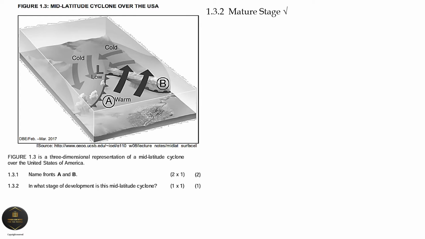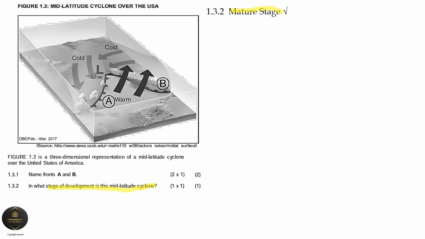Question 1.3.2 says, in what stage of development is this mid-latitude cyclone? What stage of development? We know that it is the mature stage. Why is it the mature stage? Because we have both fronts being fully developed. We have a cold front and a warm front. We have a cold sector and a warm sector being fully developed, and we have a low pressure being developed as well at the center of the system. So that is the mature stage. So in the mature stage, the fronts are fully developed.